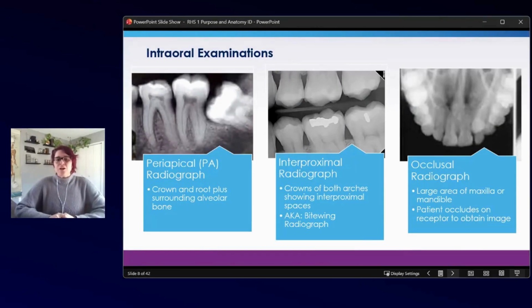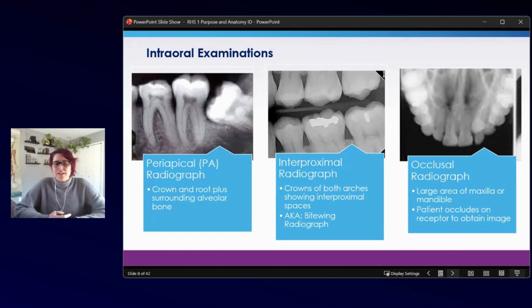All right, so let's start with the different types of exams that we can have in radiography. First we're going to talk about intraoral examinations. It's important as we walk through these that you understand some of the terminology that we're using so we can all talk about these things and understand each other. So intraoral means inside the mouth. These are our radiographic exams that are taken with our receptors inside the mouth.